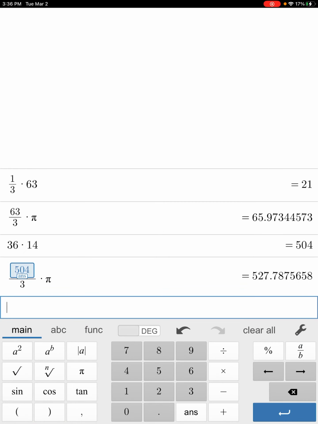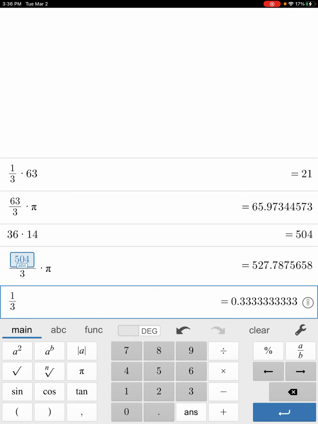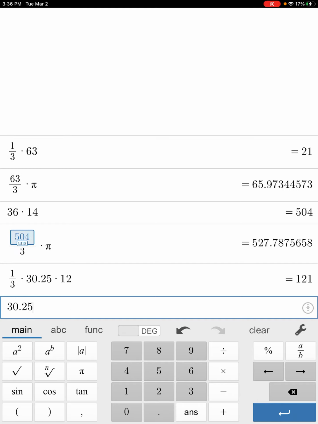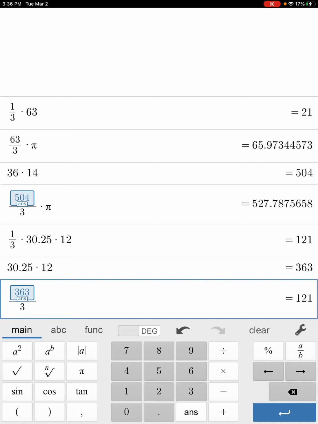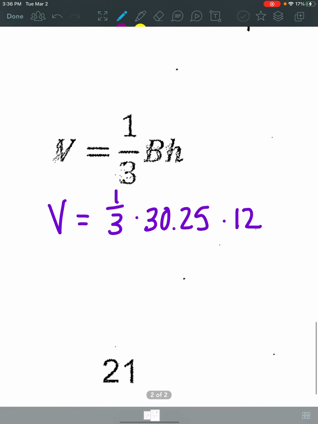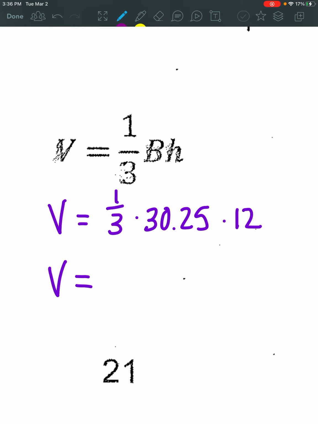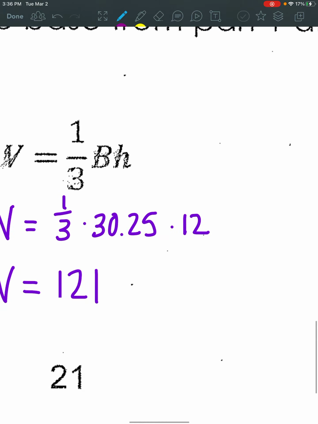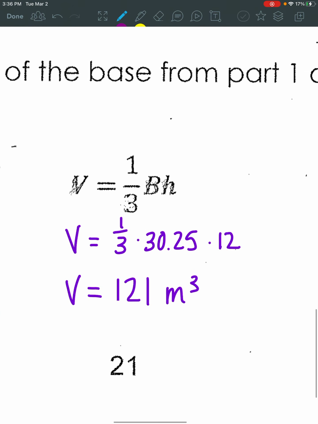At this point, you could plug it all in at once. Remember, you could do the 1 divided by 3, and then multiply by 30.25 and multiply by 12. Or you can do your 30.25 times your height, so the area of the base times the height, and then take that answer and divide it by 3. You notice either way you do it, you get the same answer. You get 121. And here is showing your work. You can plug all that in at once. So the volume of this square pyramid is 121 meters cubed.